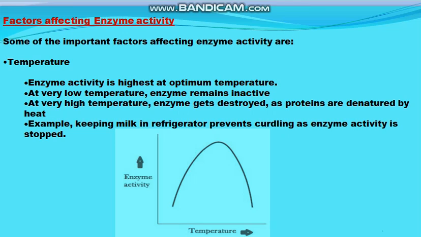So, this is the graph showing the activity of the enzyme depending upon the temperature. As the temperature rises, enzyme activity rises. And then at very high temperature, enzyme activity falls. So, this is the temperature axis, and temperature affects the enzyme activity like this. So, this is the first factor, how temperature affects the enzyme activity.